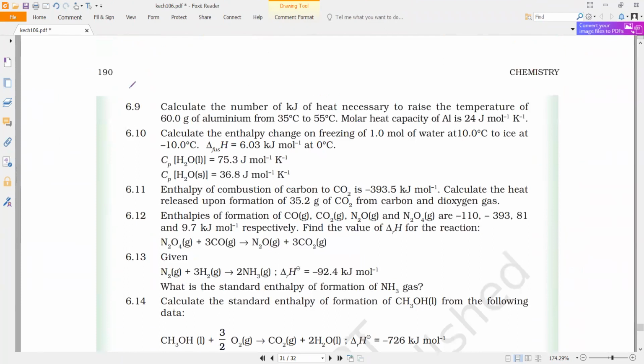Now, this question is not in your syllabus because heat capacity is not there in your syllabus. This question is also not there because heat capacity is not there in your syllabus.